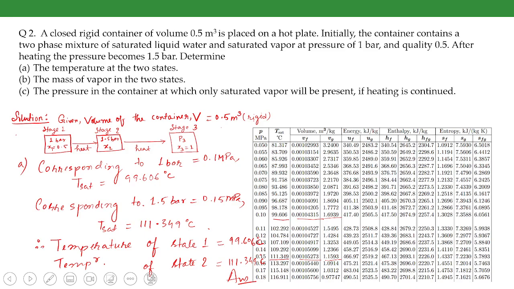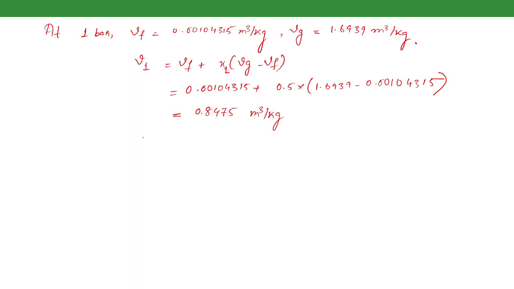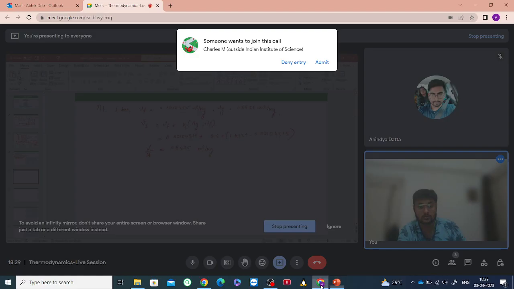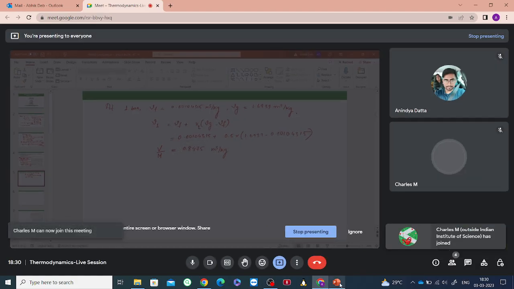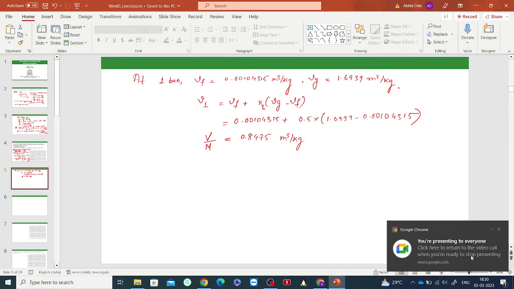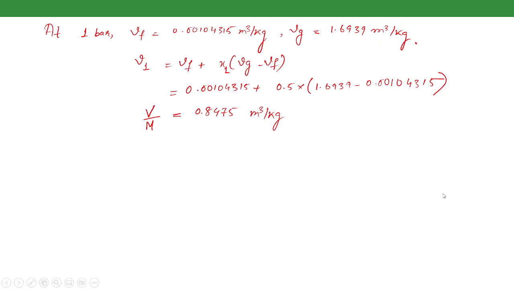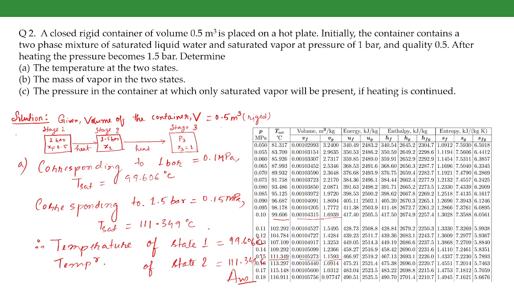We know that the volume of the container is 0.5 meter cube. Then what is the mass inside? The specific volume is the volume V divided by the mass m. The container is rigid, and it is a closed container undergoing the process, so the mass and the volume all remain the same.